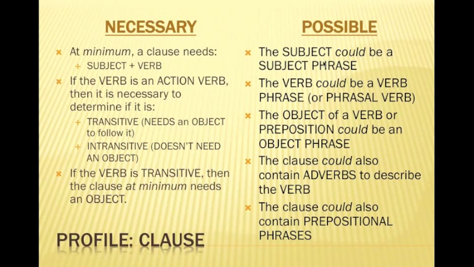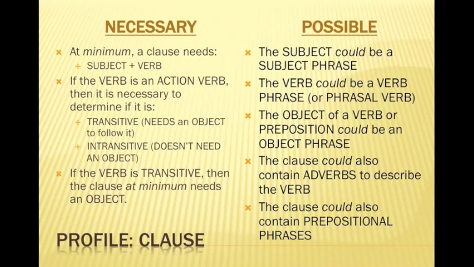Now, of course, again, keep in mind we're talking about the difference between necessity and possibility. There are lots of things that could be possible here that we could add or change in this basic formula. For example, instead of just a simple subject, we could use a subject phrase. Instead of a simple verb, it could be a verb phrase or a phrasal verb too. The object of a verb, again, could be something simple, or it could be an object phrase. Our clause could contain adverbs. And of course, the clause could also contain other prepositional phrases.